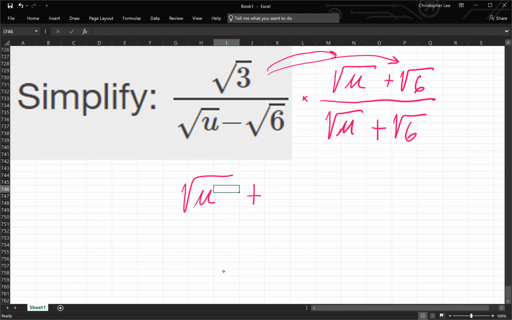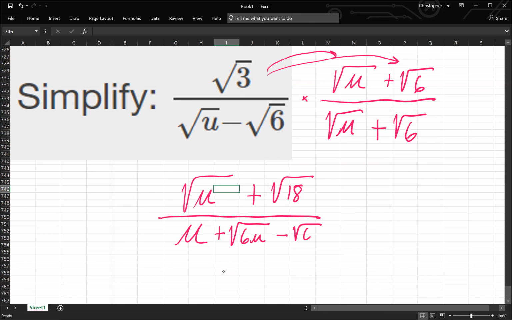Let me see. Square root u plus square root 18, divided by what's that? Square root u times square root u is just u. All right. Square root u times positive square root 6 is going to be positive square root 6u. Negative square root 6 times square root u is going to be negative square root 6u. Easy, right? Negative square root 6 times positive square root 6 is just square root 36, and square root 36 is just 6, right?